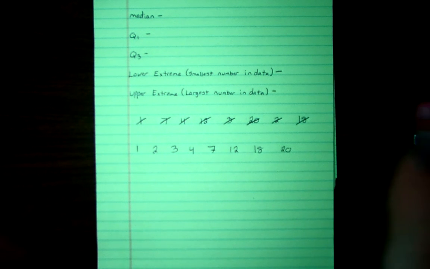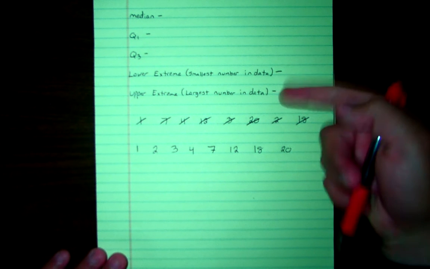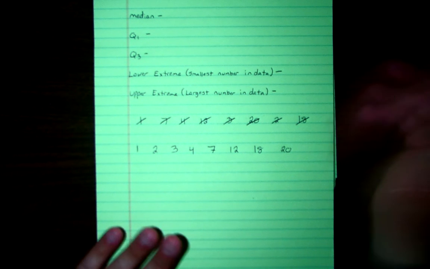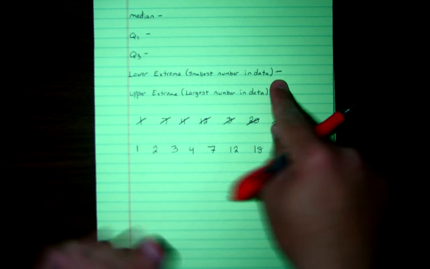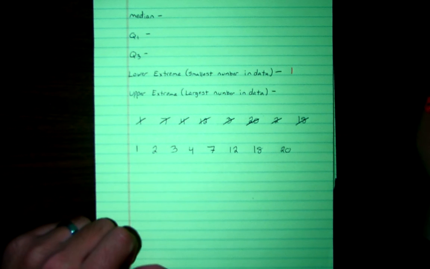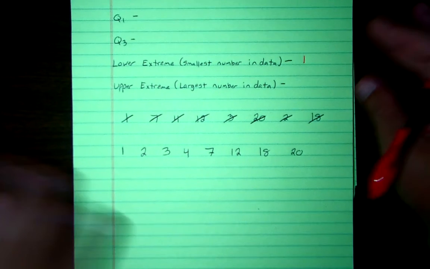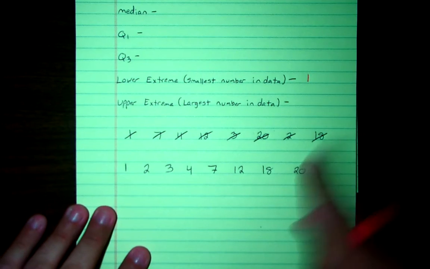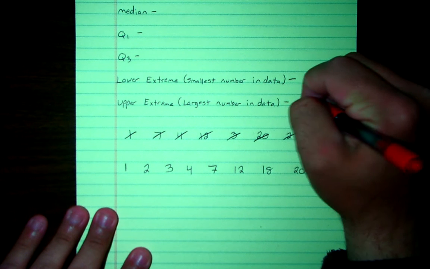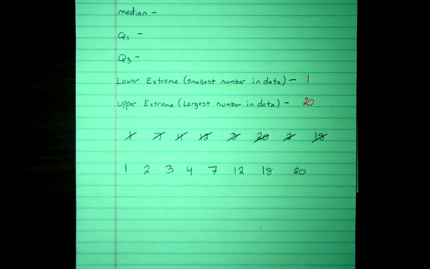Okay, well, let's just get these two out of the way right away. My lower extreme is your smallest number. Well, 1, that's your smallest number. What's your largest number, your upper extreme? Well, it is 20. Those will represent the whiskers on your box and whisker plot.